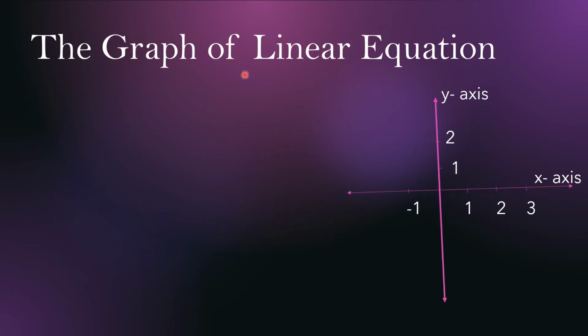Let's study the graph of a linear equation. So I have here a rectangular coordinate plane, or Cartesian plane. This is the x-axis, this is the y-axis. From the origin to the right are positive numbers, and to the left, negative numbers. Going up, positive, and going down, negative numbers. So this is the graph of a linear equation. It is a straight line.